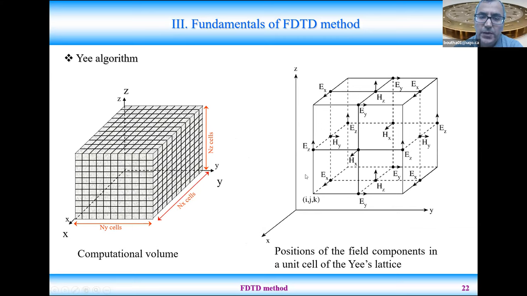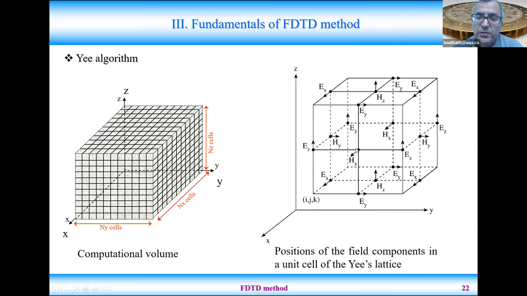That's the computational volume. And in one cell, we have to put the positions of the different components. They have to not be at the same position. So for example, here we have the position for Hx. The position for Ez will be one here for the next cell, and Ey one here. So from here to here, that's one cell. That's one delta Z. From here to here, that's delta Y. And here, this is delta X.